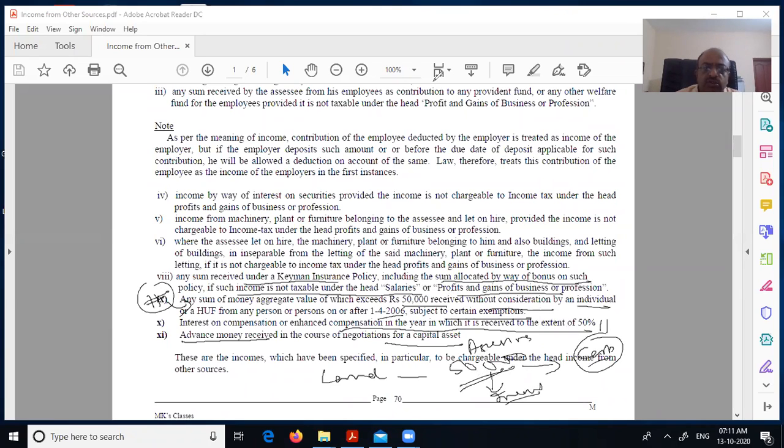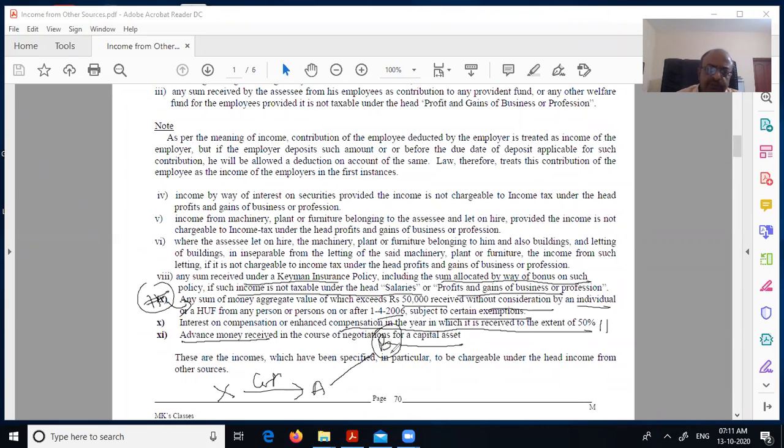So the example that we saw, if you remember: X gifts it to his friend A. A then makes an agreement with B to sell the property, and he got 50,000. Ultimately, this does not work out. The transaction didn't happen, and A forfeited it. Then later on, he sold it to C.